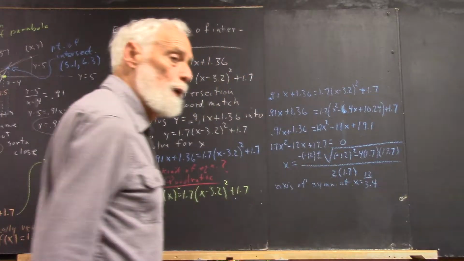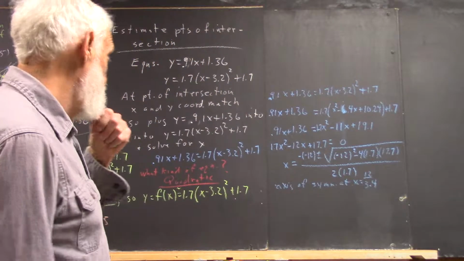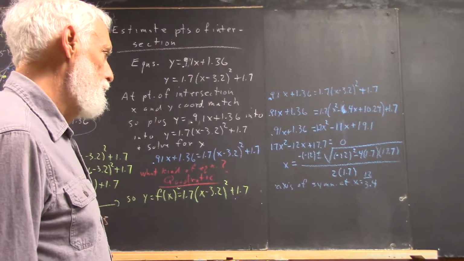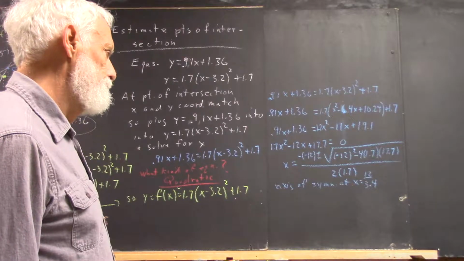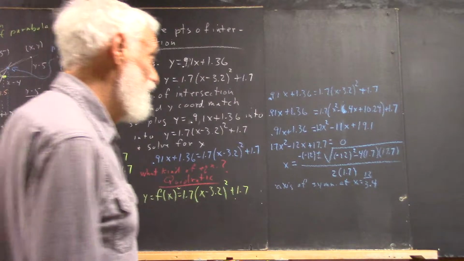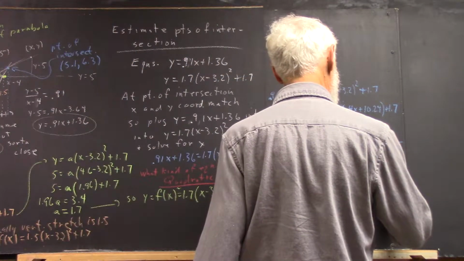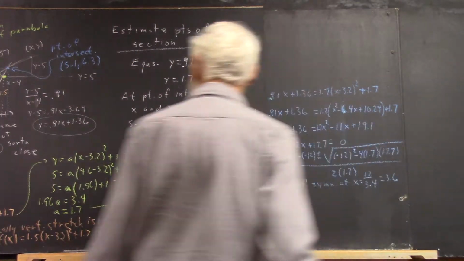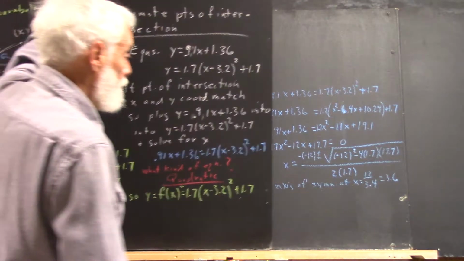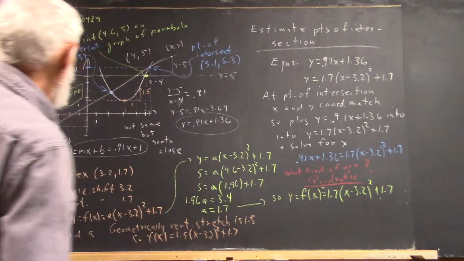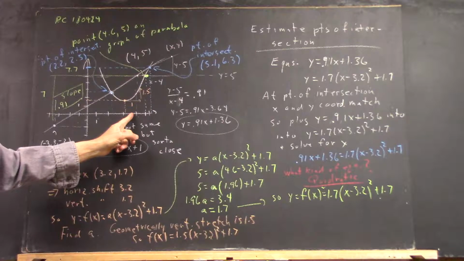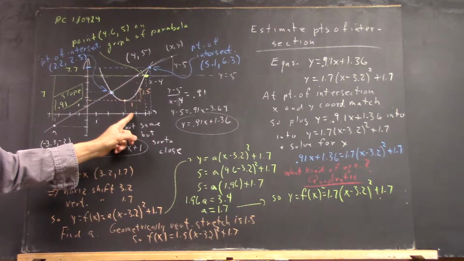Okay, and 12 over 3.4 is going to be about 3.6. If we go back to our original graph and take a quick look at that, 3.6 would be about here. So it isn't great, but it's not terrible either, okay?